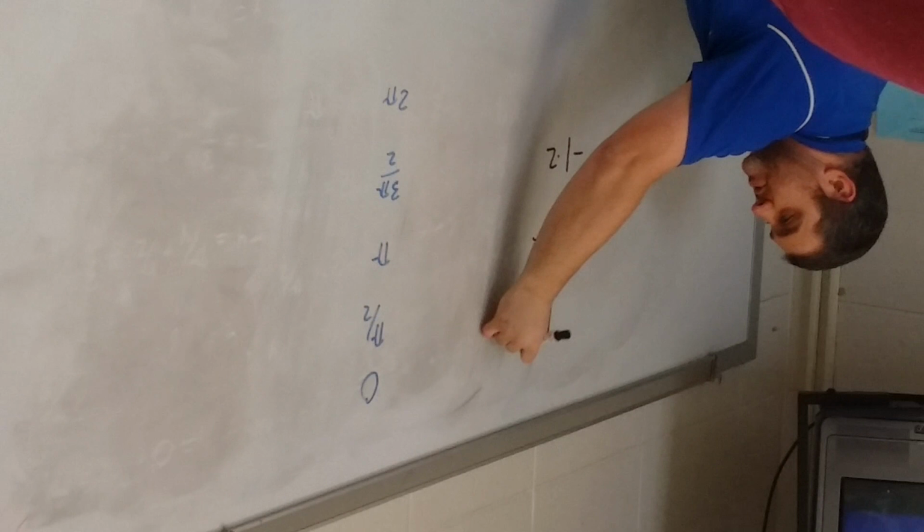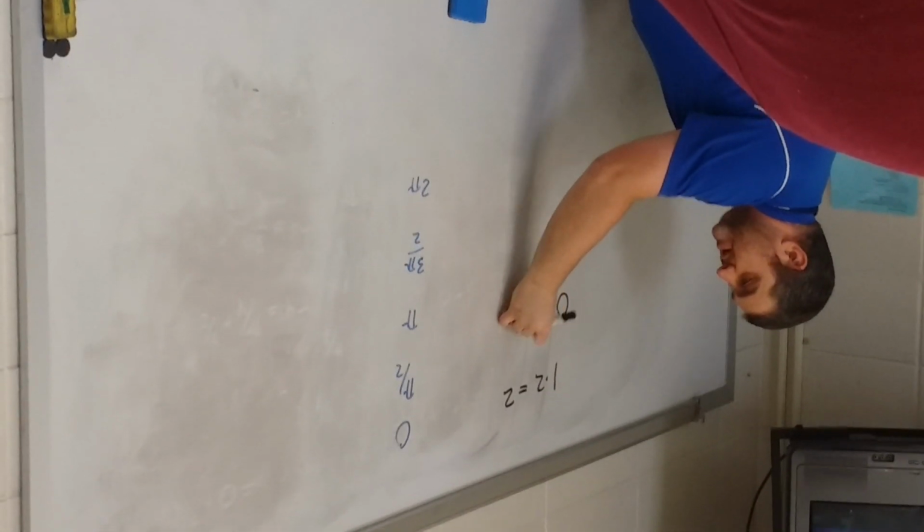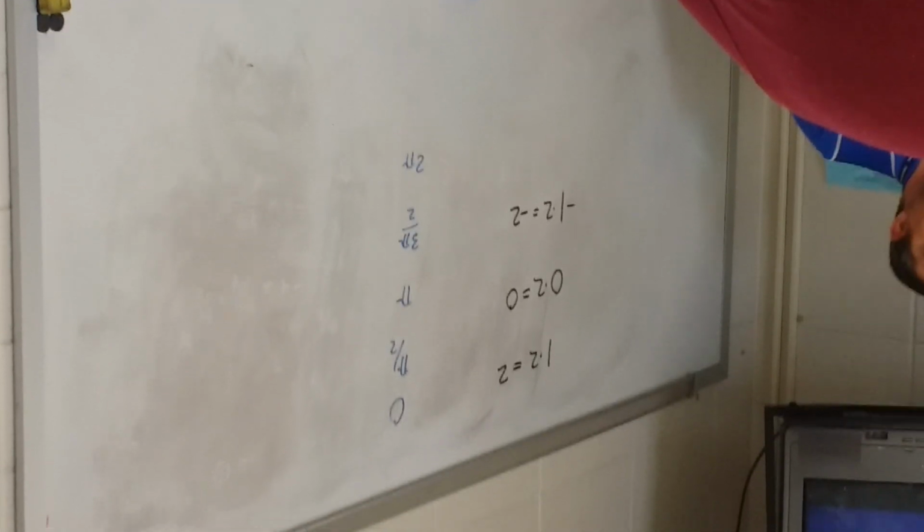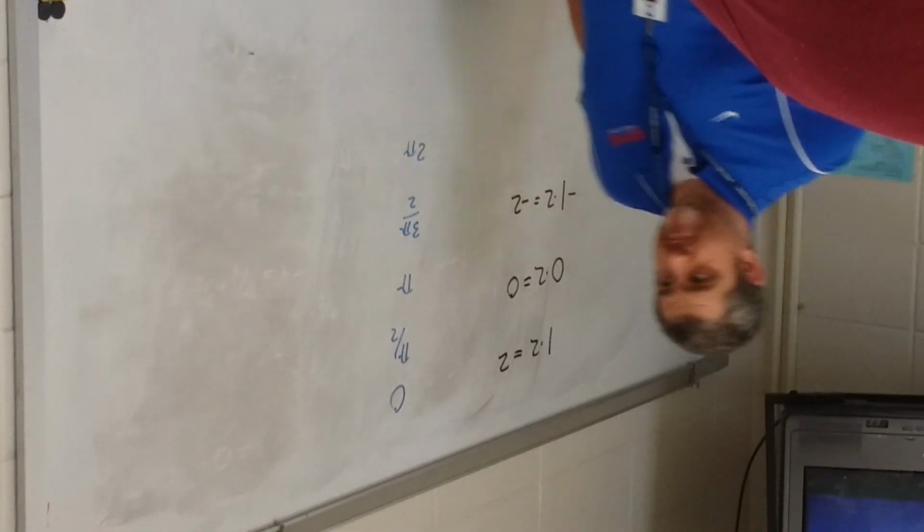So for this one, we're going to have to take our y values. We do the same thing, so we multiply them by 2. 1 times 2 is 2. 0 times 2 is 0. Negative 1 times 2 is negative 2. So we're good there.